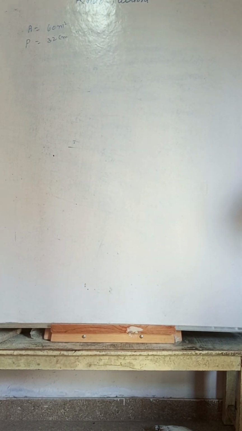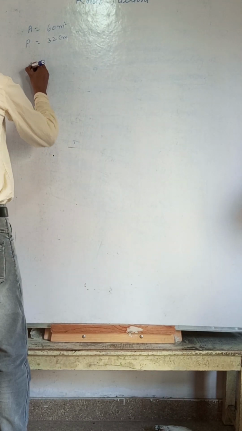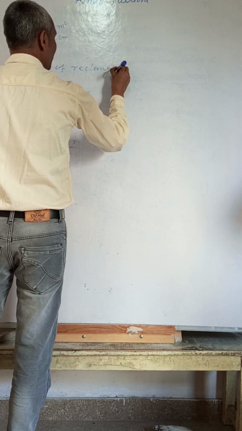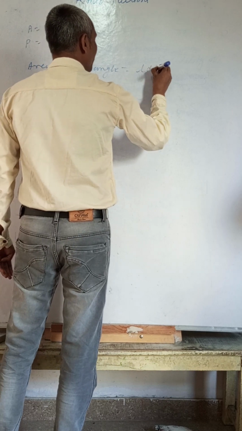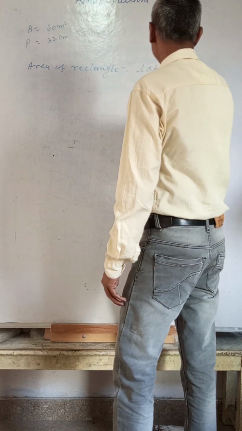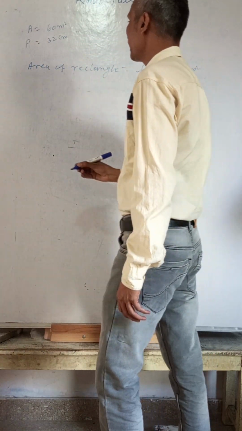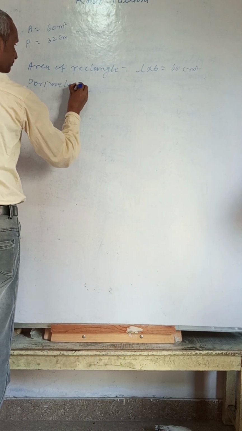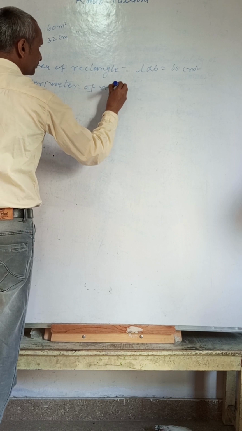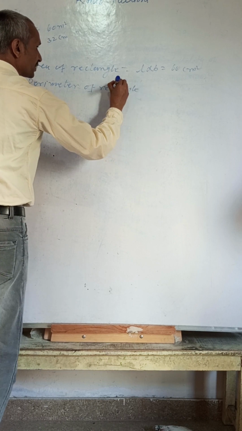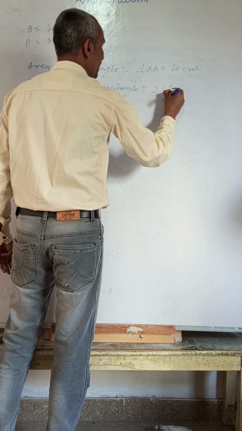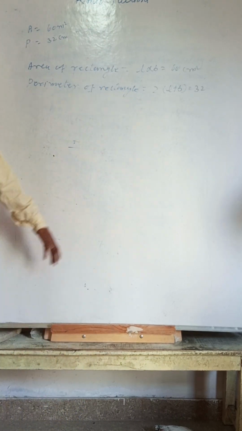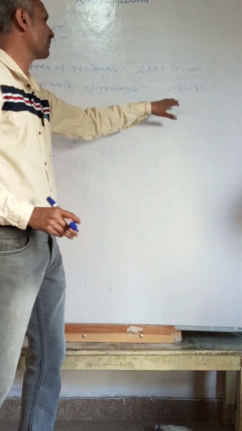Now you know the area of a rectangle is L × B, so L × B = 60. Next, the perimeter of a rectangle is 2(L + B), which is given as 32.